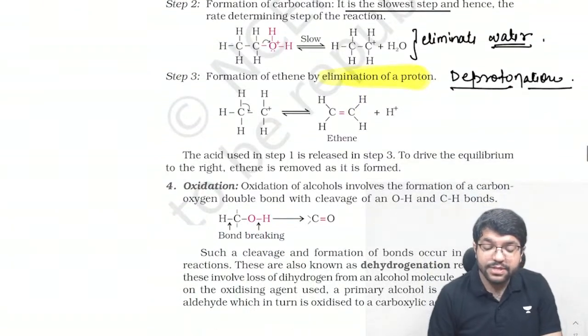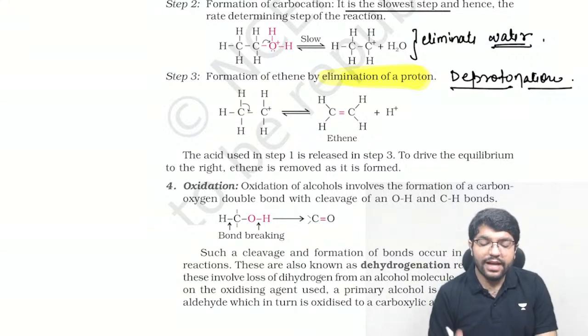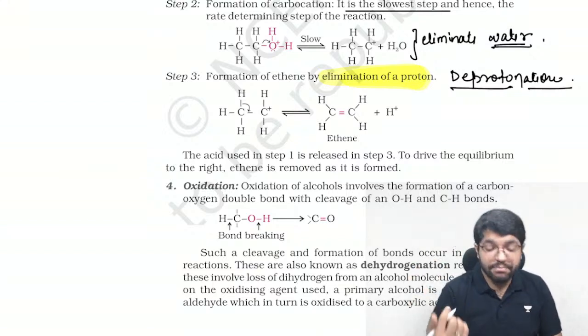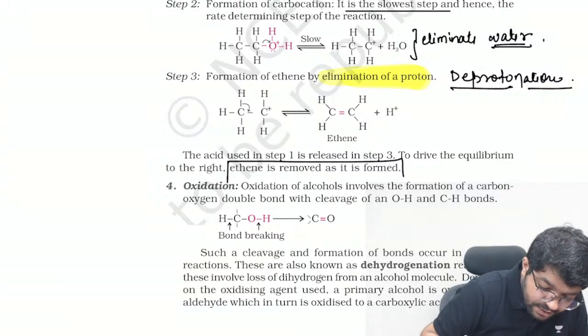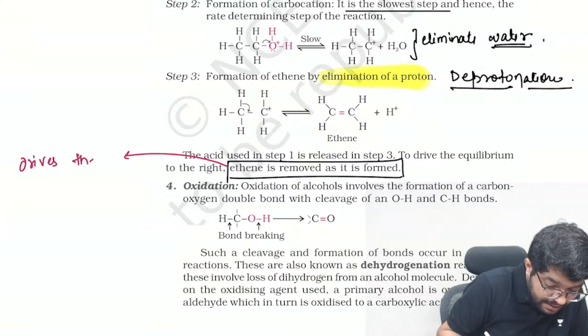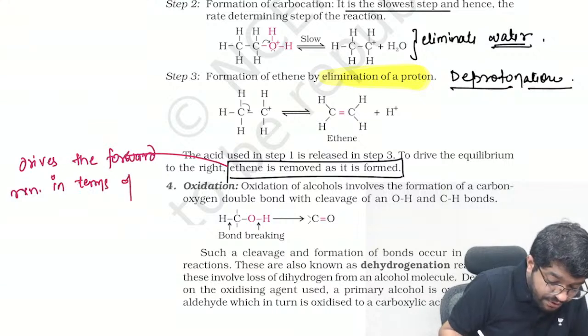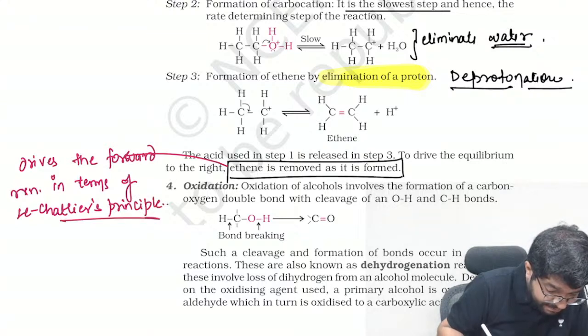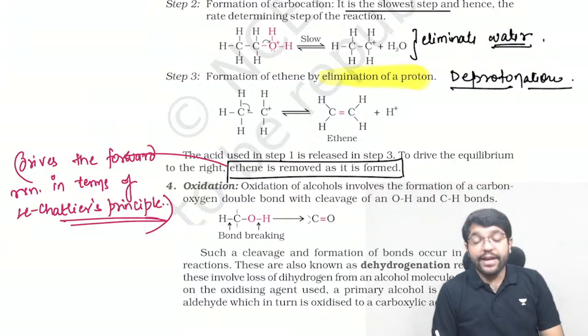Okay, now the acid used in step 1 is released in step 3 to drive the equilibrium to the right. Ethene is removed as it is formed. Simple. I keep removing the product, more and more forward reaction happens. Ethene is removed as it is formed, drives the forward reaction in terms of Le-Chatelier's principle. Right? Fine, sir. This is done.